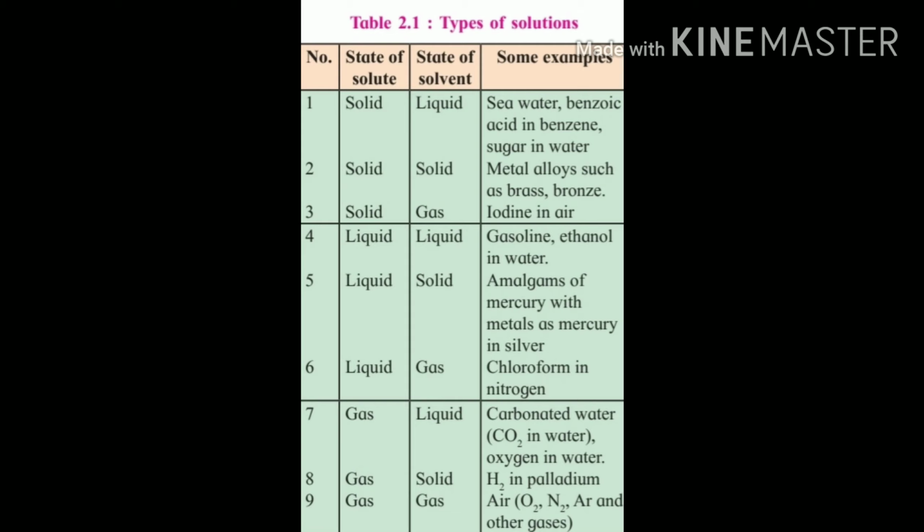Next is solute in liquid state and solvent in solid state. An example they have given is amalgams of mercury with metals, such as mercury in silver. Now what is the meaning of the word amalgams? Amalgams means a mixture of a metal with some other metal. So the example they have given is mercury in silver.